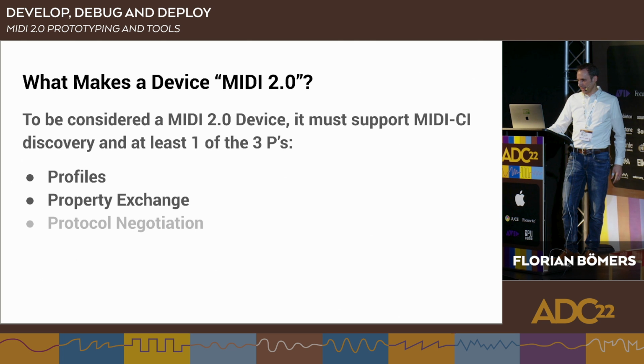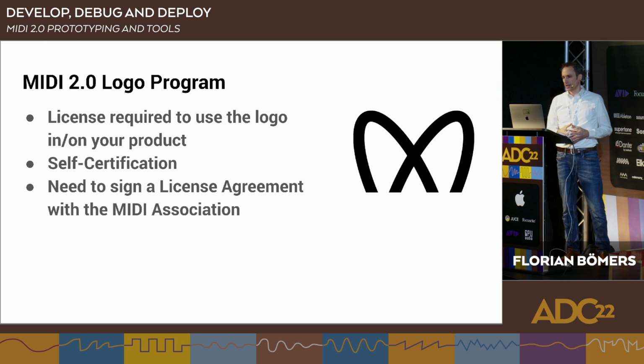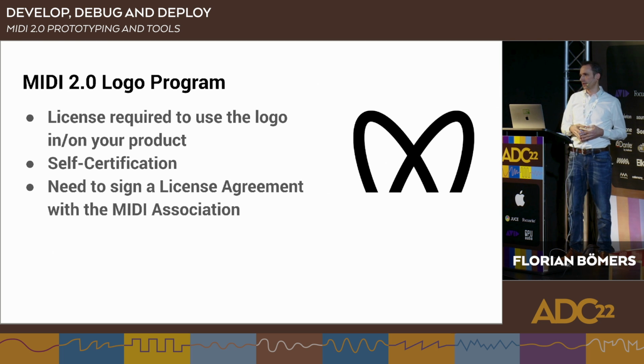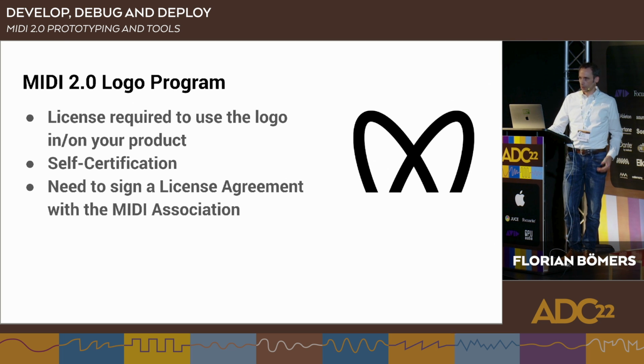And then there is also a logo program. To use that new MIDI logo on your product, you need to have a license with the MIDI Association. It involves self-certification, and then you send the results of that certification to the MIDI Association and sign a license agreement, and then you can use that logo. More and more companies are licensing it, and it also makes your device distinct, and people know, okay, this device has some MIDI 2.0 functionality.